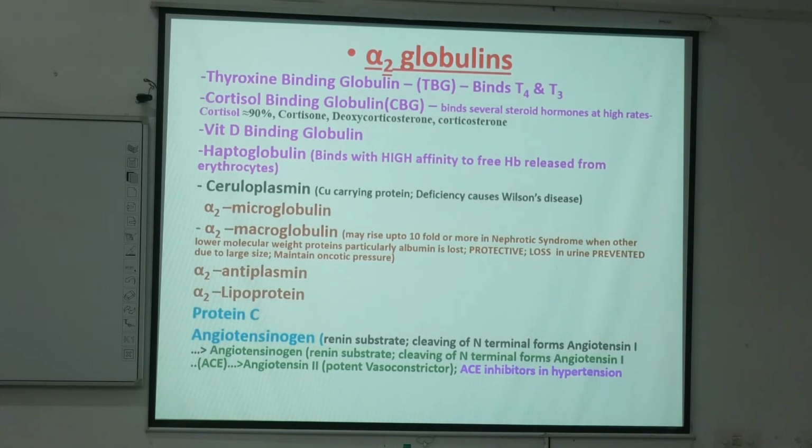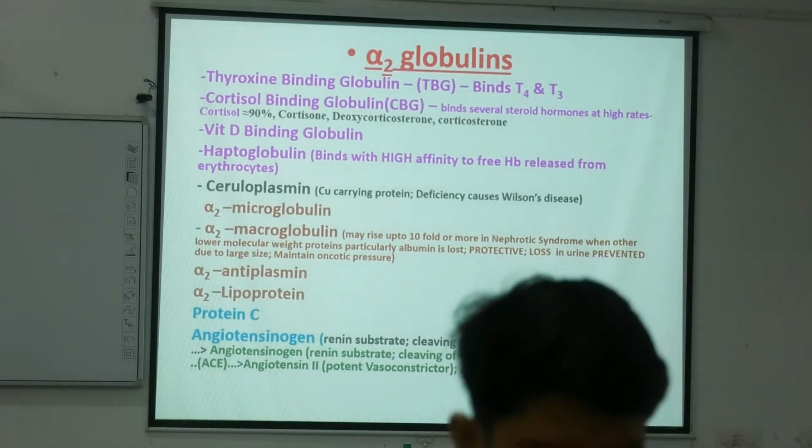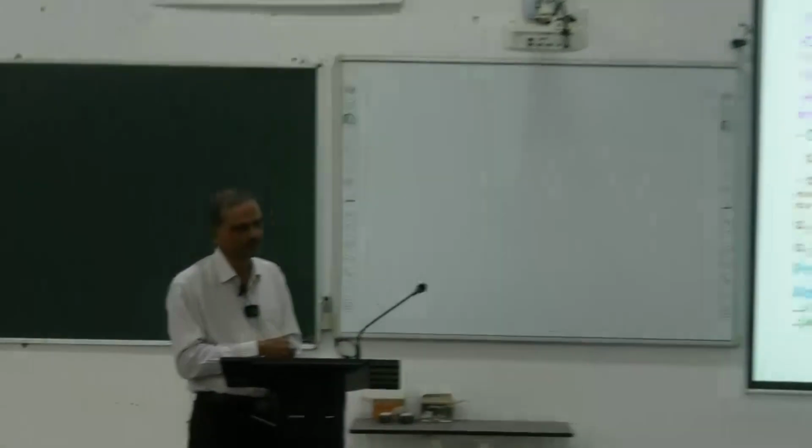Alpha 2 microglobulin, alpha 2 macroglobulin. This is very important because in nephrotic syndrome, which are the cases we will see clinically, albumin concentration will be decreased, and to maintain oncotic pressure somehow this alpha 2 macroglobulin will be increased in a significant amount and its concentration will be high, and in the electrophoresis you will see a peak at the alpha 2 position.